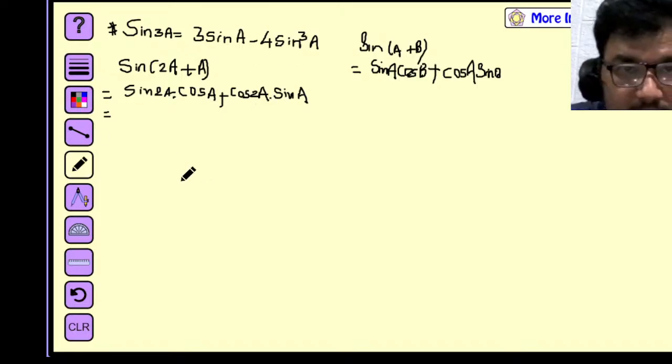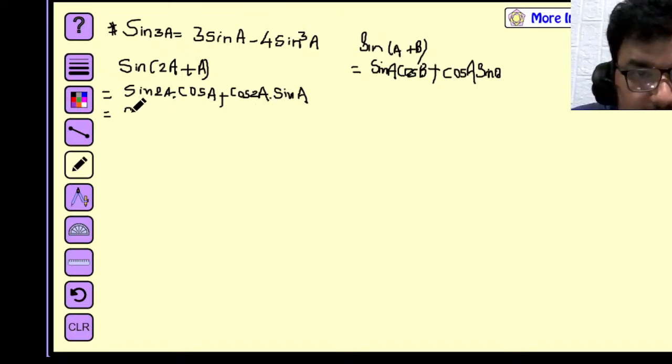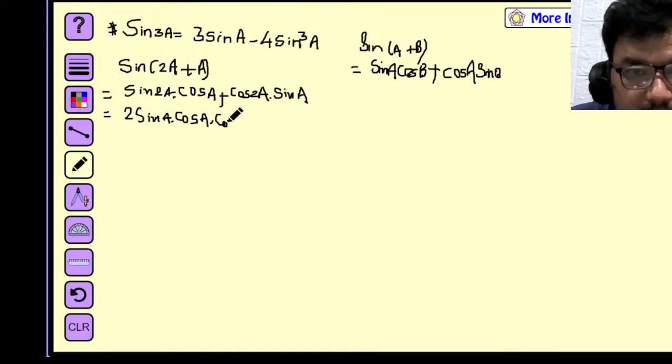Just we had found the formula. This formula we found in the previous slide, the previous page. Sin 2a means 2 sin a into cos a, into this cos a, right, same, into cos a. And here again is cos a, but here is cos 2a.